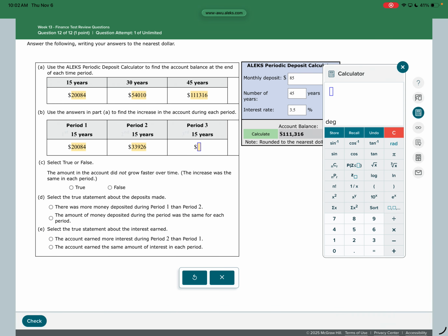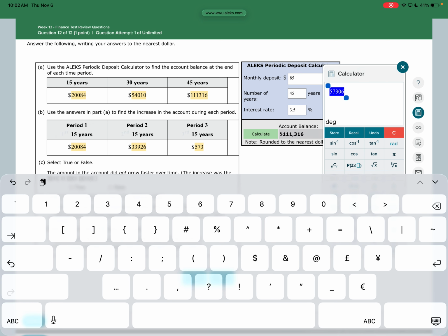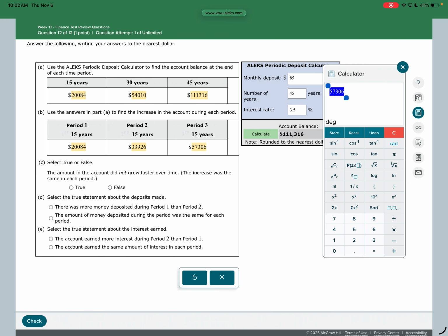And then to find the other one, during our last 15 years, you just subtract those. We got 57,306. So you get $20,000 worth of interest for the first 15 years, but then you're making interest on interest for the next 15 years. You get $33,000 worth of interest, and for the next 15 years, you get $57,000 worth of interest. This is where putting a little bit of money in.